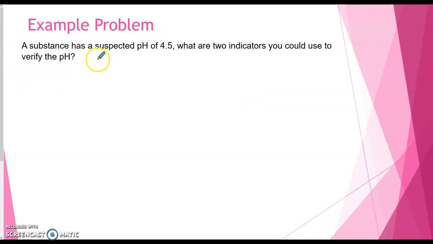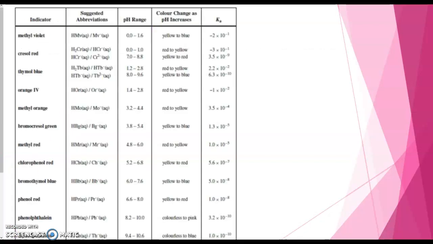Example problem here: a substance has a suspected pH of 4.5. What are two indicators you could use to verify the pH? If we know that this has a pH of 4.5, we know what we're looking for in terms of numbers. This is the table that's on the back of your periodic table.